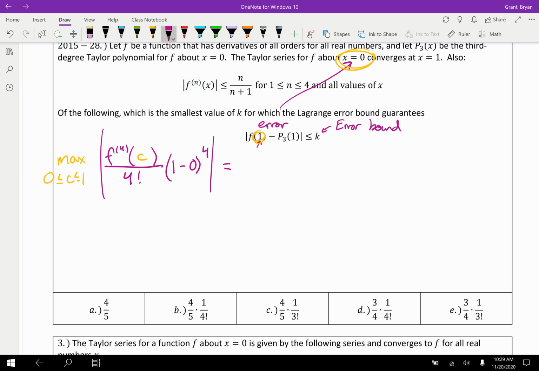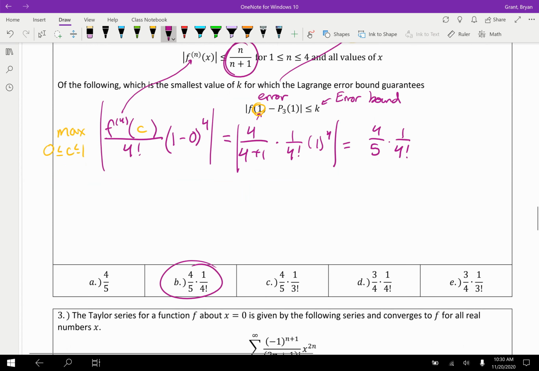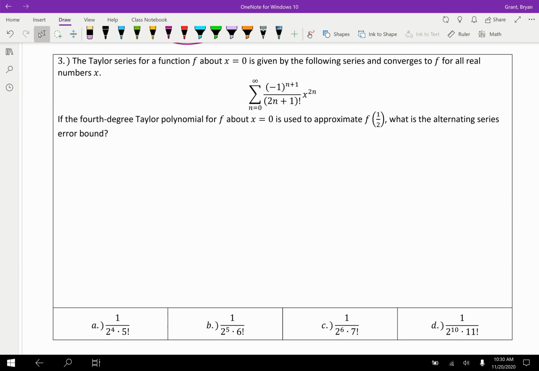So if we're doing the fourth derivative at c, then we just use our formula with n being 4, and then our maximum is going to be 4 divided by 4 plus 1 times 1 over 4 factorial, and then 1 to the 4th. Cleaning this up a little bit more, everything's positive, we can drop the absolute value. I'm saying 4/5 times 1 over 4 factorial. Nothing too terrible. We just need to find a way to take that derivative and make it as big as possible. So last but not least, Taylor series, lovely.